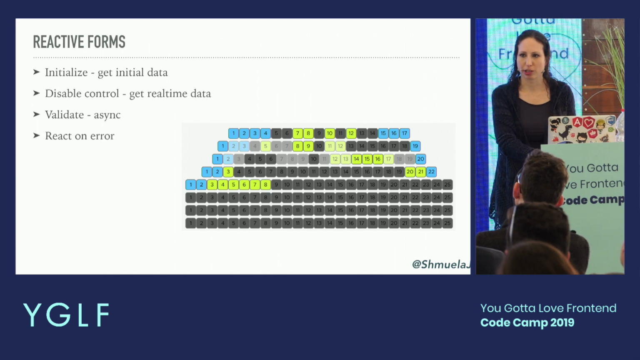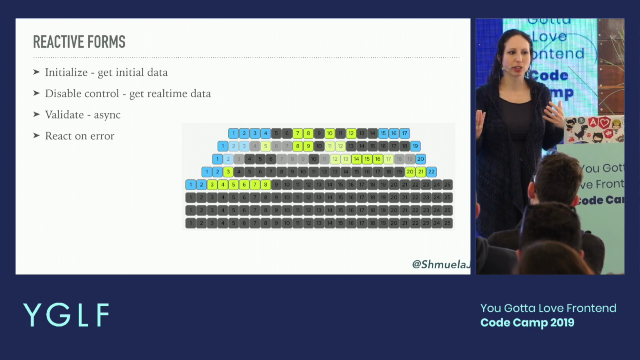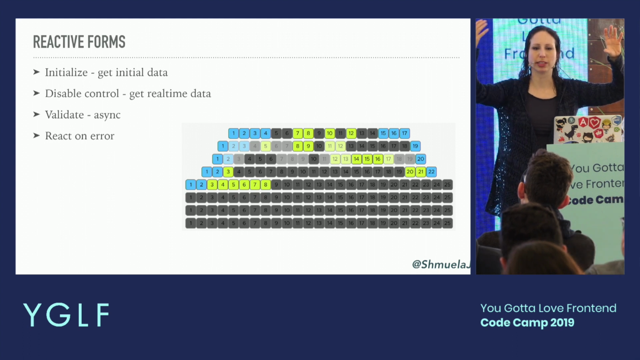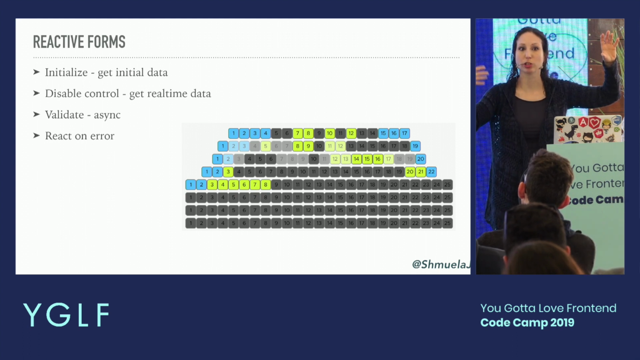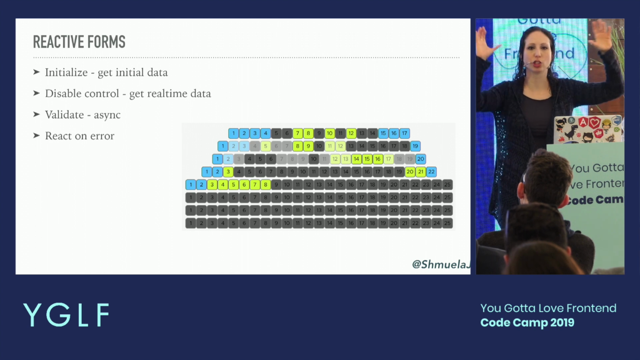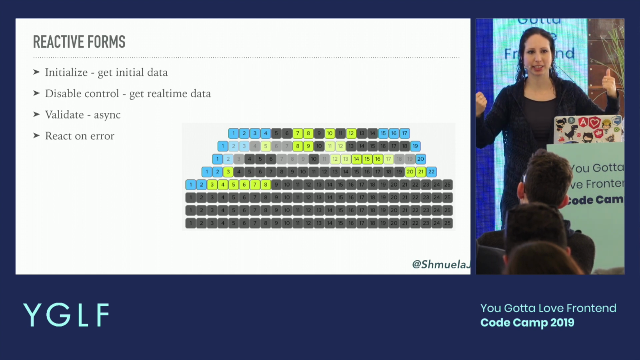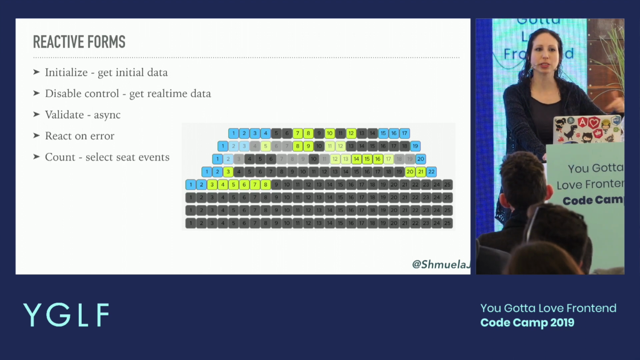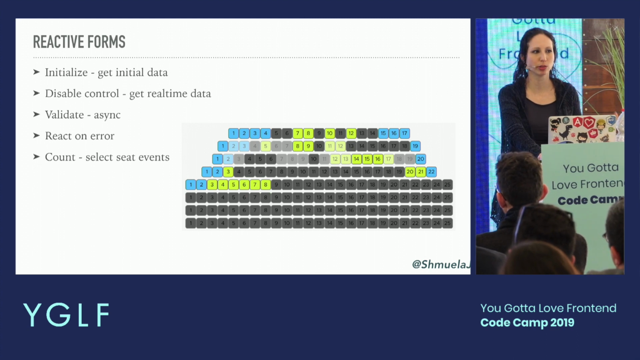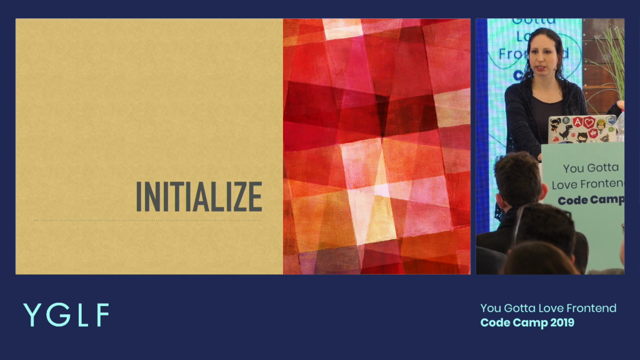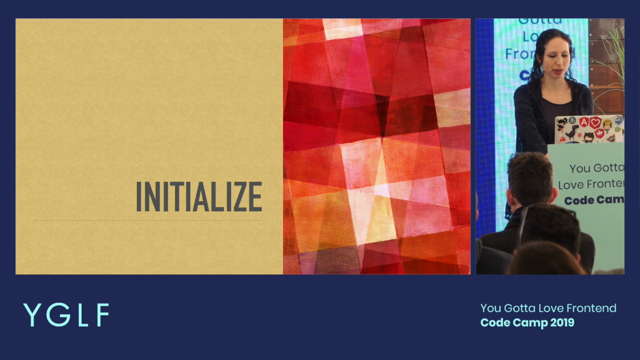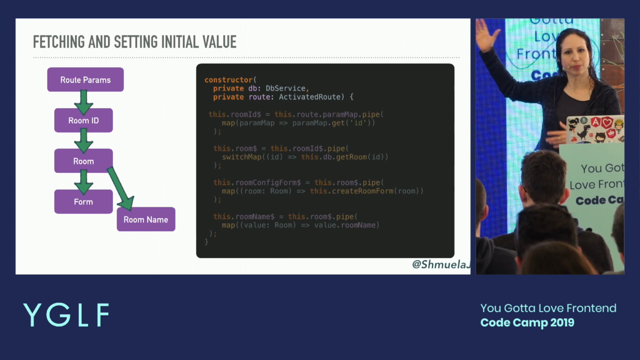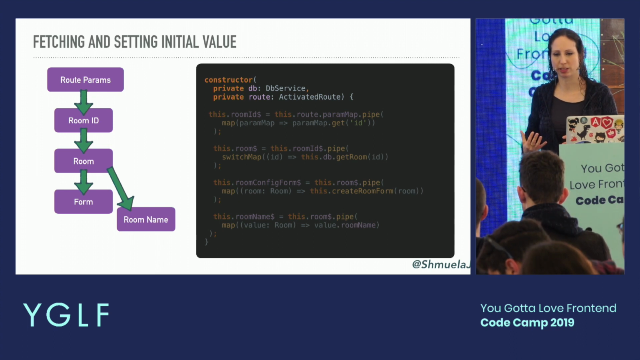When there's an error, errors can also happen asynchronously, and I want to show this error message. So this stream of error messages can also be a stream, one that is shown for 5 seconds and then disappears. So maybe there's an event there in the stream. Counting how many seats are selected, we can also do that with observables. And let's see how we actually do this. So, initializing the form. Let's talk about the data that we get from the server.